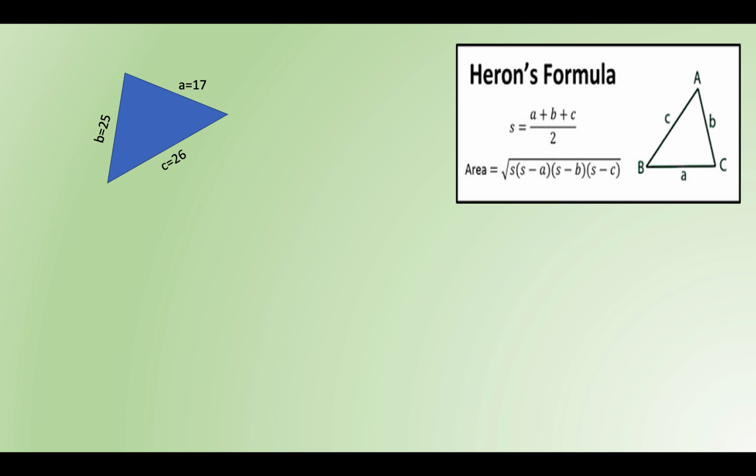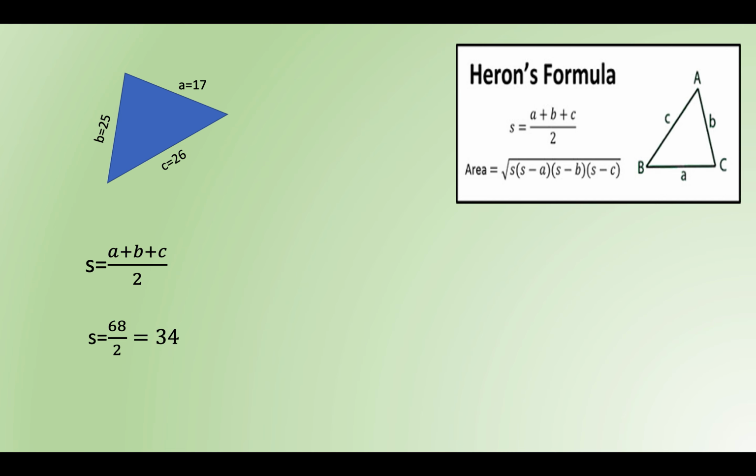So here is Heron's formula in the corner, since we're just getting used to it. And here's a triangle. So we have A equals 17, B equals 25, and C equals 26. And so here is the semi-perimeter formula. So we'll go ahead and do 25 plus 17 plus 26 divided by 2. And that's 68 over 2, which equals 34. So our semi-perimeter is 34.